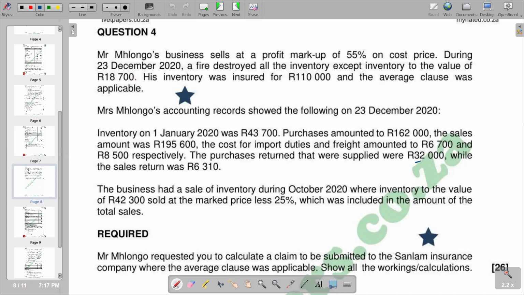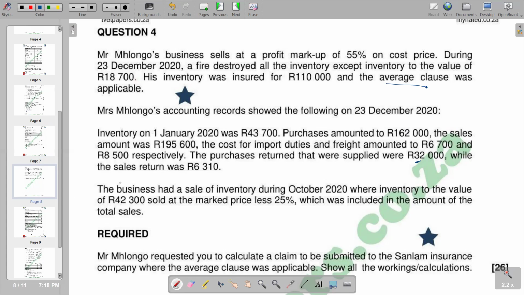Sales at a profit markup of 55% of cost price with all the inventory, except inventory to the value of 18,700 rands. This inventory was insured for 110,000 rands, and we are informed that the average clause was applicable. So we are also going to come up with the average clause, whereby we are going to say insured amount divided by closing inventory, and then we multiply by inventory loss.